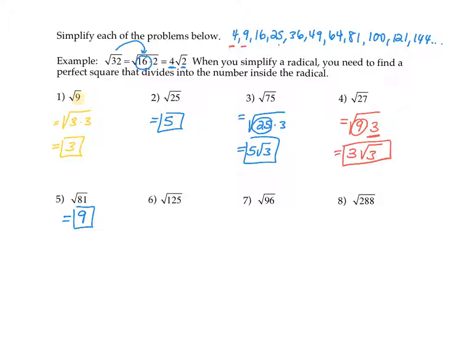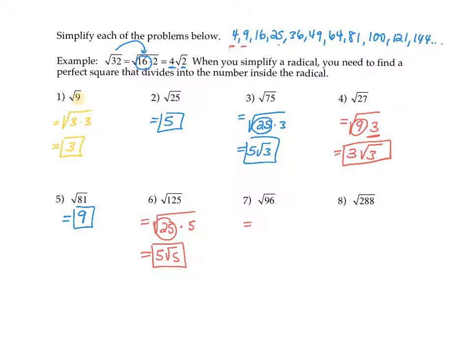Okay, jump down to number 6. The number is 125, the square root of 125. And 125, like 75, can be divided by 25. So rewrite 125 as 25 times 5. And we want to take the square root of 25. So the square root of 25 brings a 5 out. We're left with a 5 inside the radical sign.